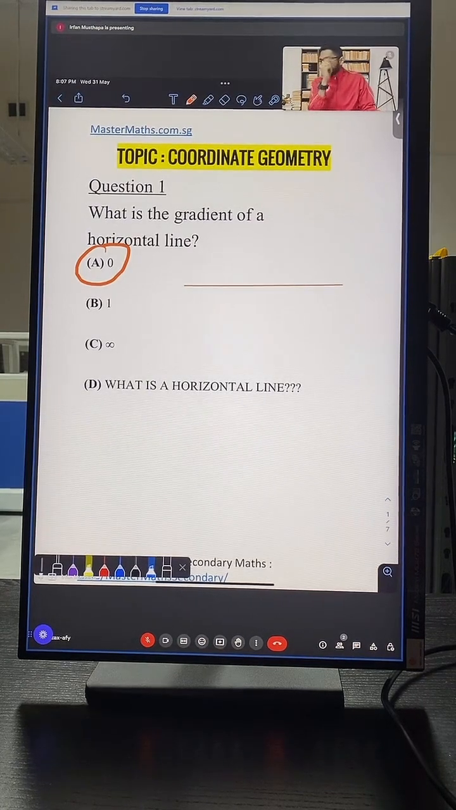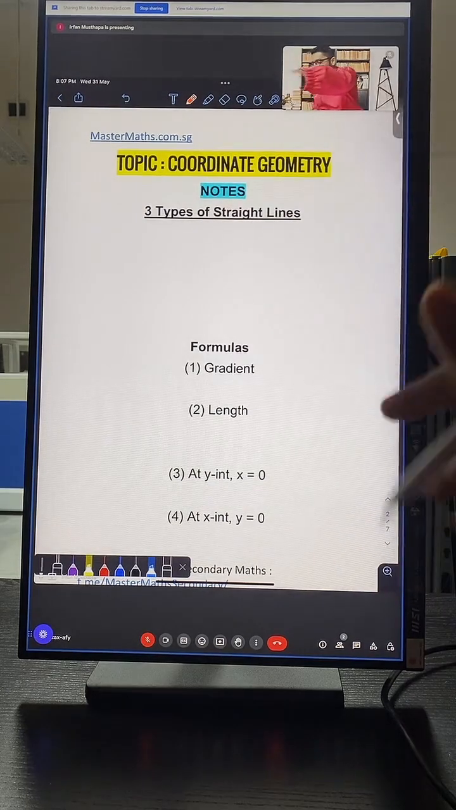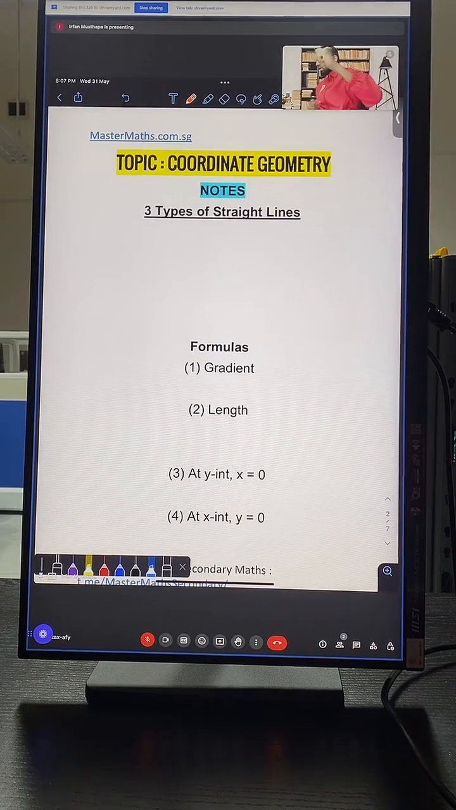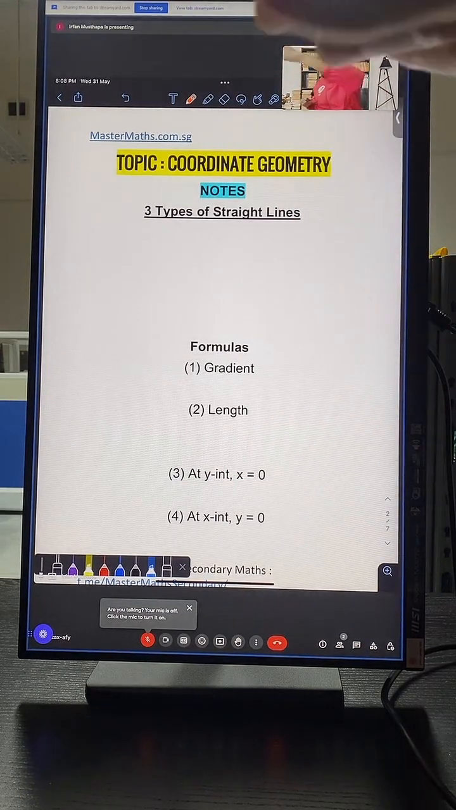Now, the next section we're going to talk about today is this, guys. Okay, let us move on to the next notes for today, which is coordinate geometry. I'm going to talk to you all about all the notes in coordinate geometry. Once I'm done, you can screenshot this and take down all the formulas nicely. You can even print this particular page later on.